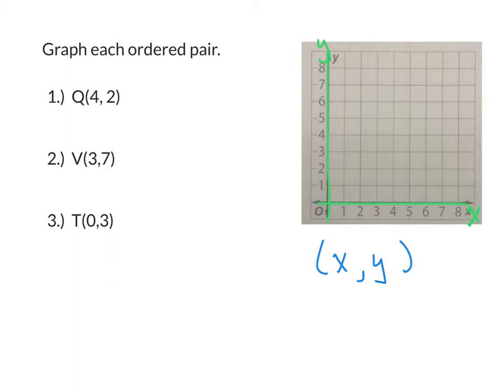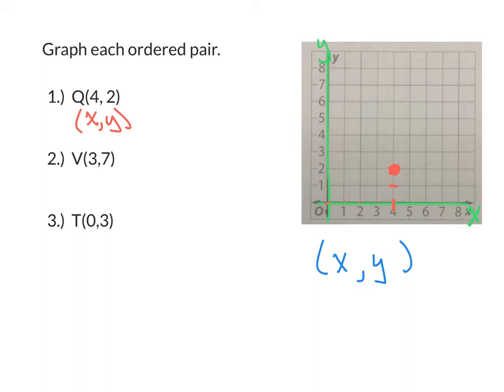So when we see this point of 4, 2, that means that we're going to go over 4 units in the x direction and then 2 units in the y direction. So put your pencil on the origin where the two axes cross, and along the x-axis, the horizontal one, we're going to go 4 units. So 1, 2, 3, 4. It's right here. Then we're going to go 2 units in the y direction. So we go up 1, 2. Once we're there, we put a dot. That signals the point 4, 2.